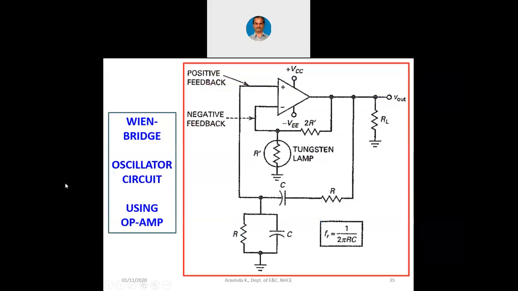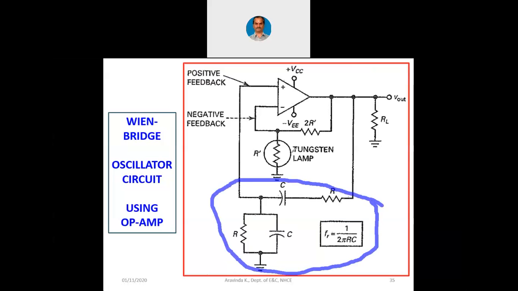So this is a Wien bridge oscillator circuit using op-amp. You can see an op-amp here and you can see one R and one C, one more R, one more C. So this complete circuit is now the feedback circuit and the upper circuit is now the op-amp. Now what may be the use of a tungsten lamp? I'll tell you later about the usage of the tungsten lamp.